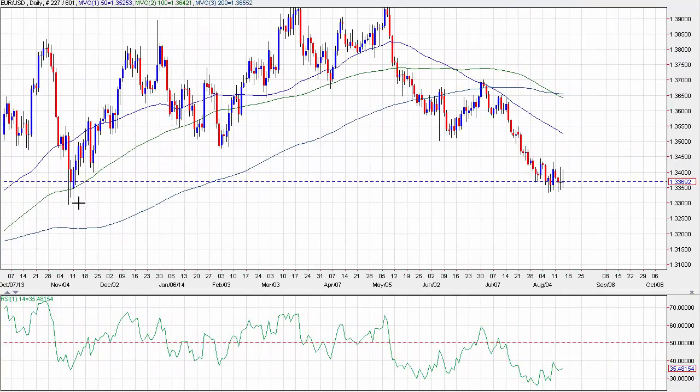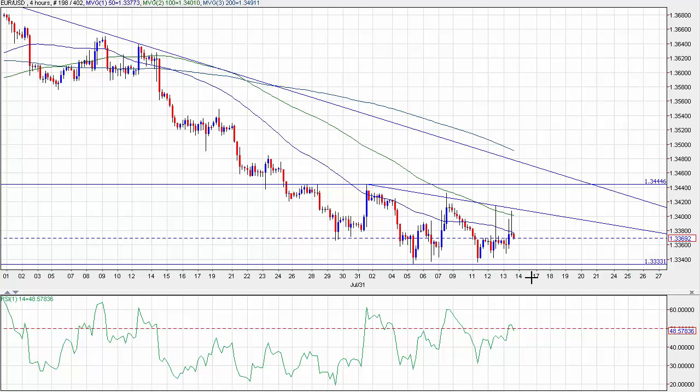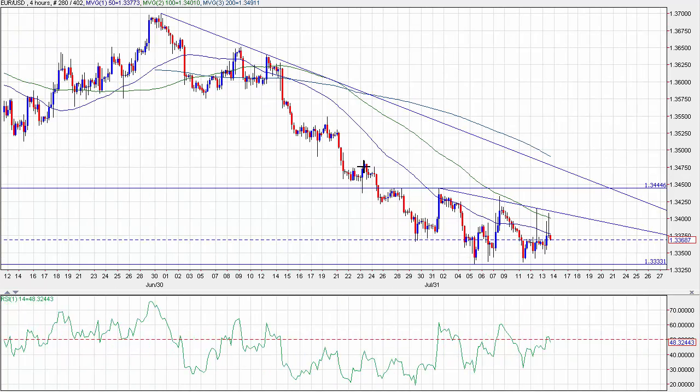So there's still some downside risk, and the 4-hour chart shows you some bearish bias. At this point, a break above 1.3445, maybe above 1.3450, will be needed to introduce a bullish correction scenario, and preferably that would also break above this falling trend line if we are going to look for that bullish correction scenario.